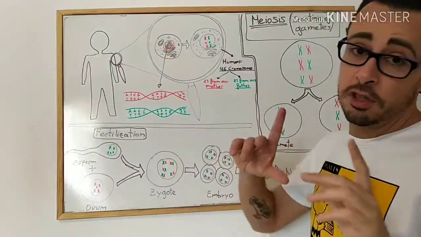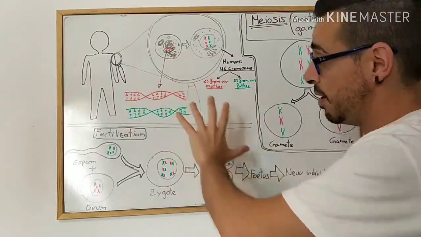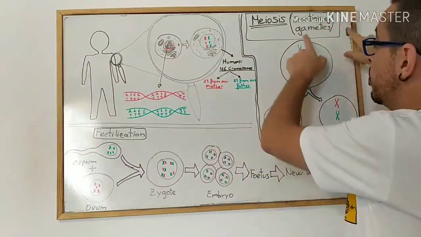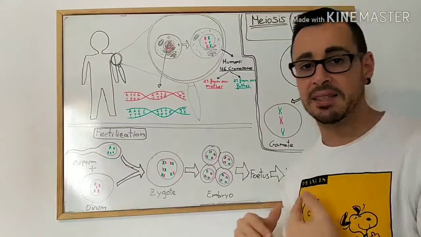So, first of all, I want to make a review of what we saw. We saw the structure of DNA, we saw the creation of gametes, and we saw fertilization in the last lesson.